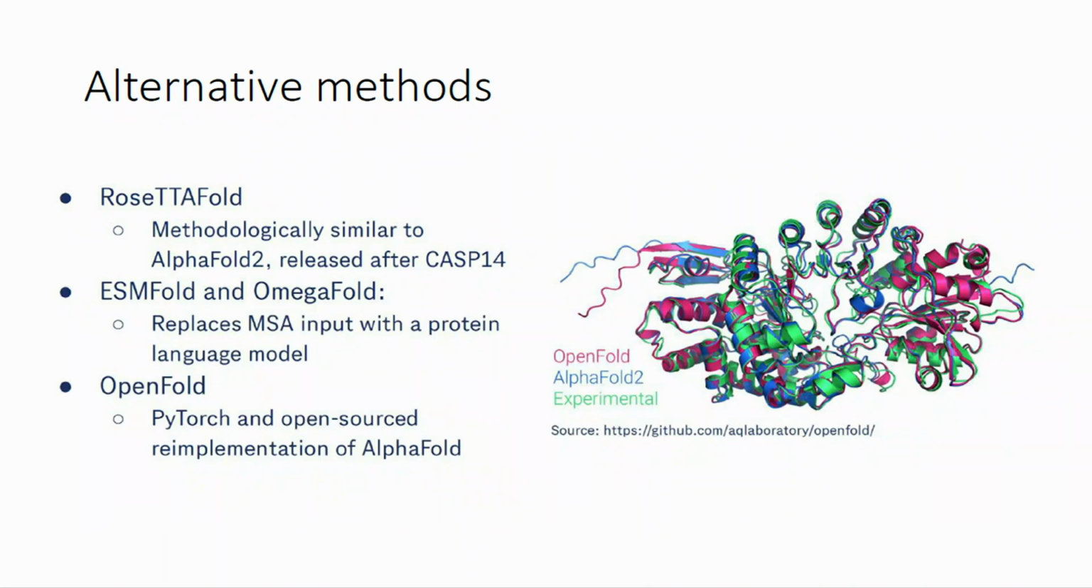And ESMFold and OmegaFold, these are kind of another realm of method, but the main difference is you replace the MSA by just using a language model. And the good thing about that is you don't need to always rely on MSA, and of course a lot of the de novo sequences or some unnatural sequences or orphan proteins do not have MSA.